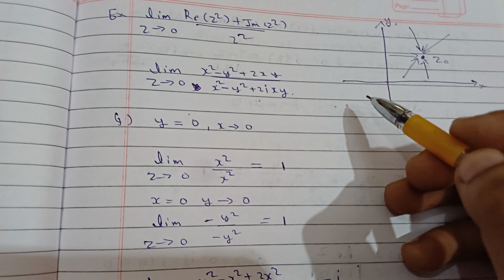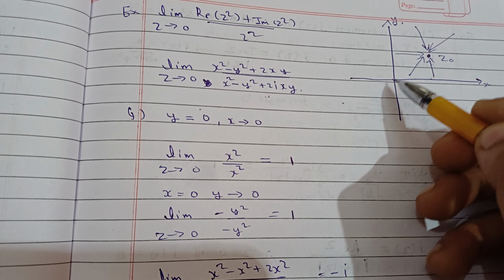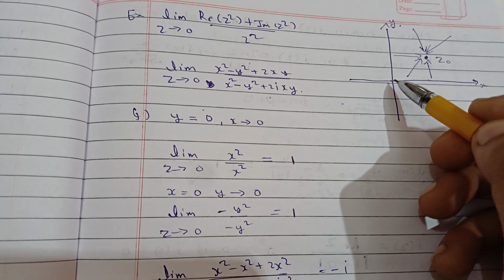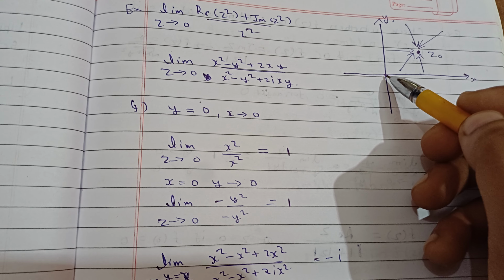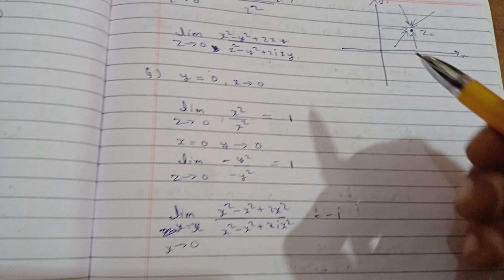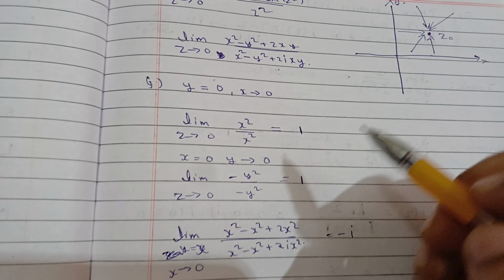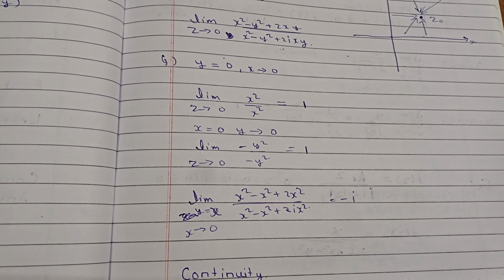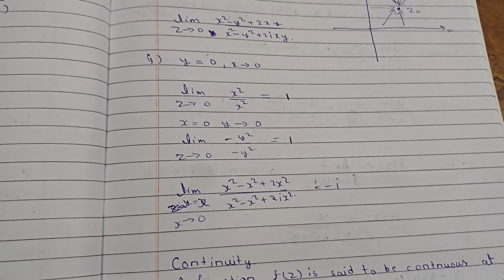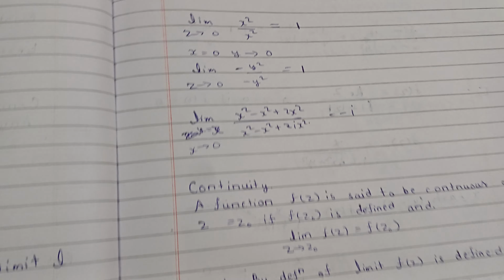So when x equal to y, means we have checked this line, and x tends to 0 or y tends to 0, they will be same here in this line. So we'll get the limit as minus iota. So it is not same as in these directions. So we say that limit is not defined for z tends to 0. So that's how you can check. You need to check for these three lines, these three directions, and they should be same for the limit to exist.